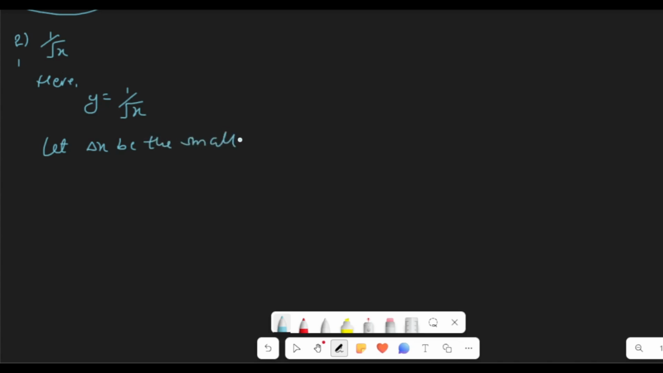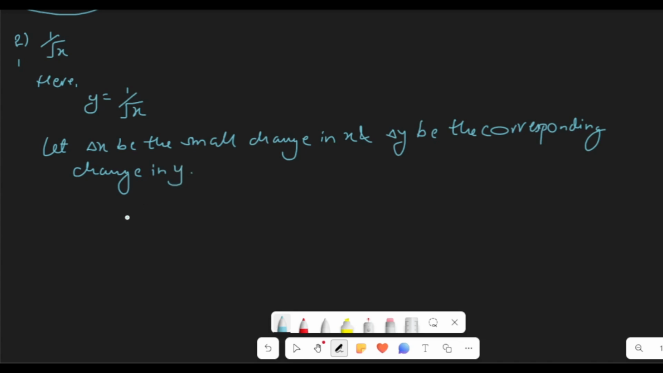Del x is a small change in x, and del y is the corresponding change in y. Now again we find del y by writing y plus del y in place of y and x plus del x in place of x in the original function.